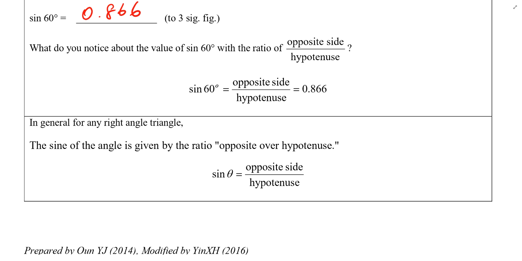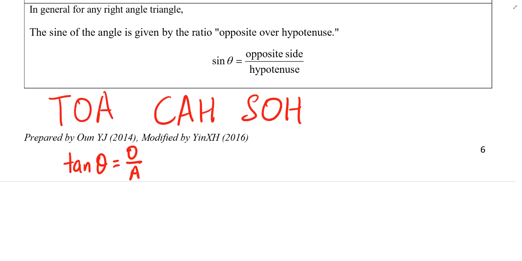Who is able to memorize everything already? How did you memorize so fast? Because the O looks like 0. Are you telling me that tangent theta is always 0? Cannot be. So we write opposite over adjacent. Where is the TOA? It is over here. TOA.